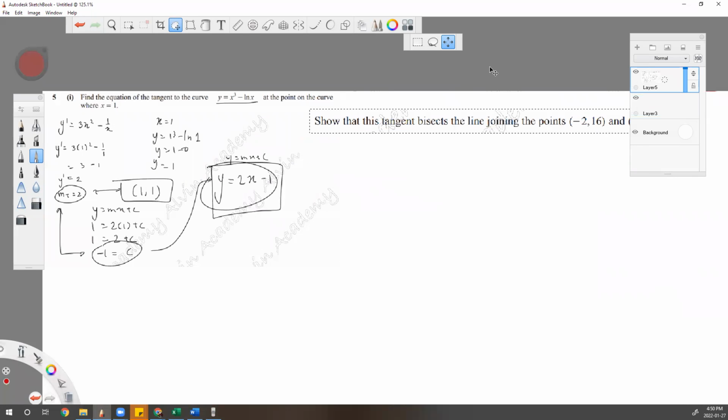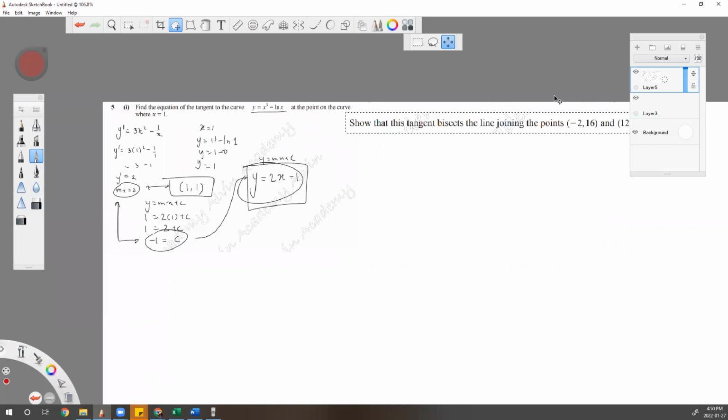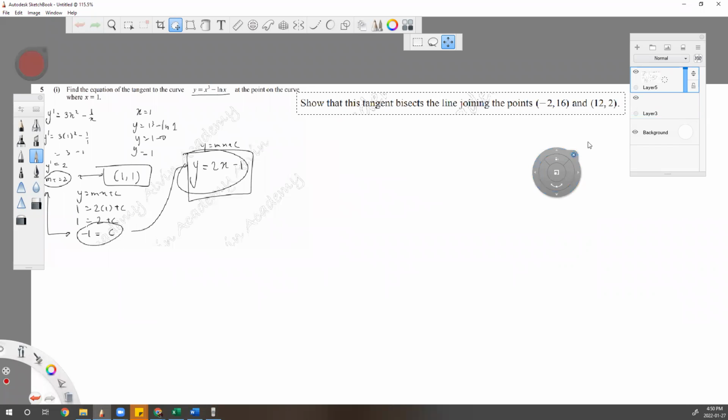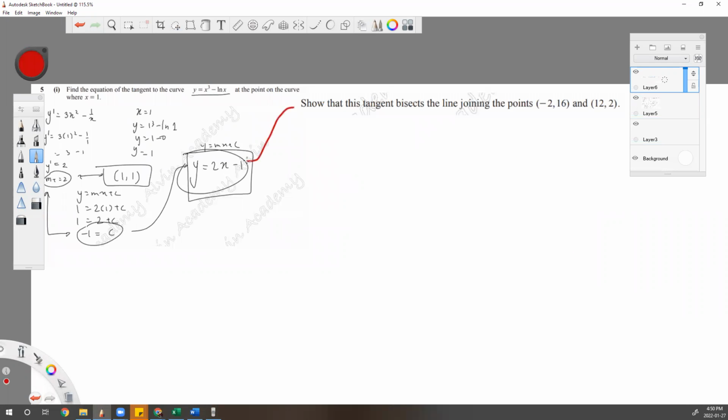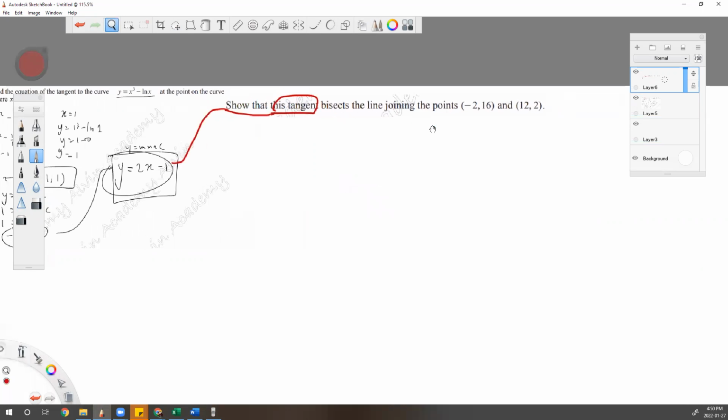Show that this tangent bisects the line joining the points -2, 16 and 12, 2. Bisecting means it cuts the line joining these points in half.